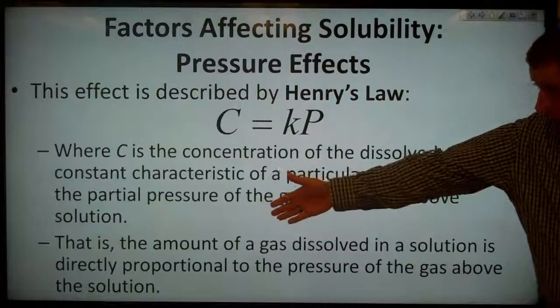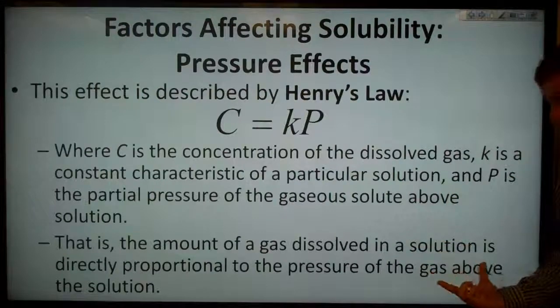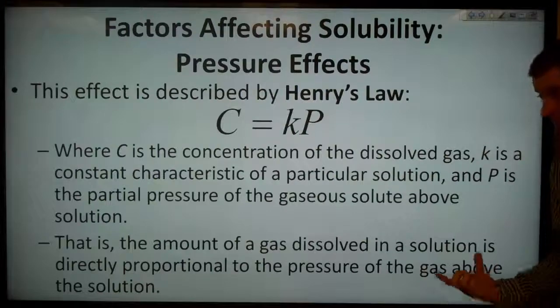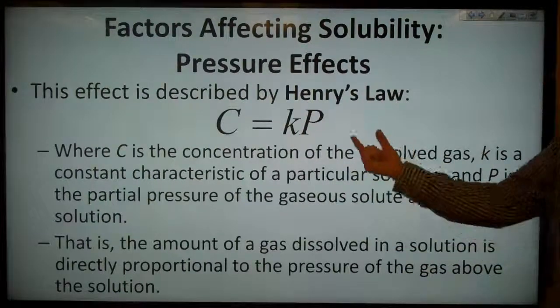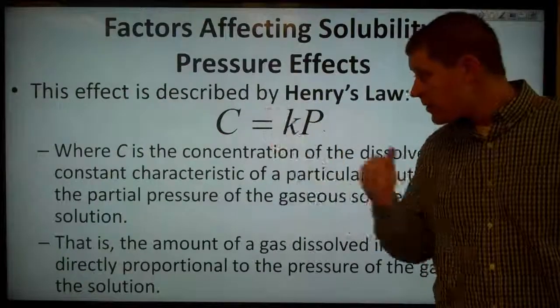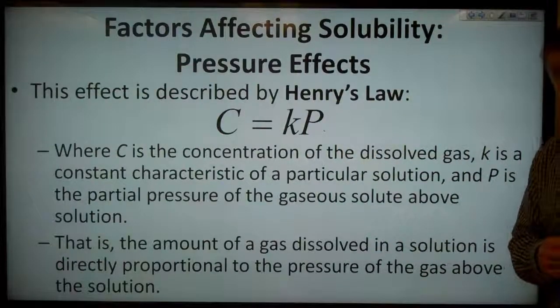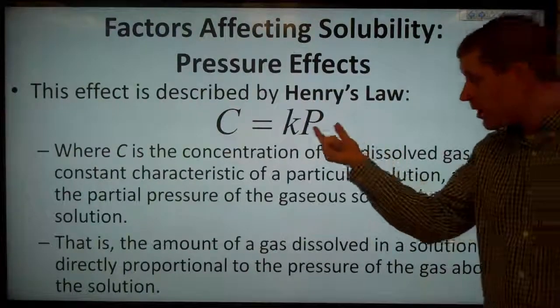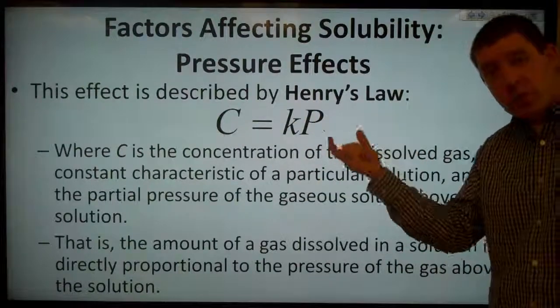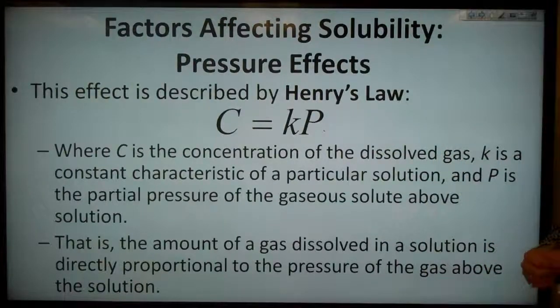So this means that the amount of gas dissolved in a solution is directly proportional to the pressure of the gas above the solution, because K there doesn't depend on the pressure. So as we say double the pressure, the concentration of our dissolved gas will get higher by a factor of 2. If we double the pressure, concentration doubles. If we triple the pressure, concentration in the liquid triples.